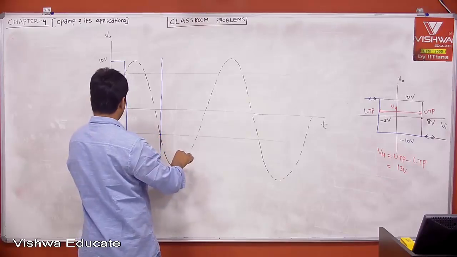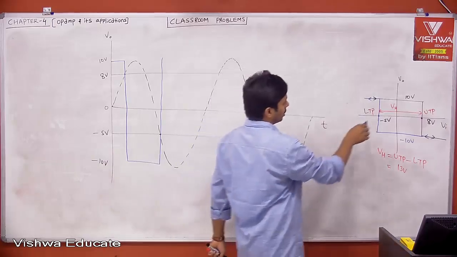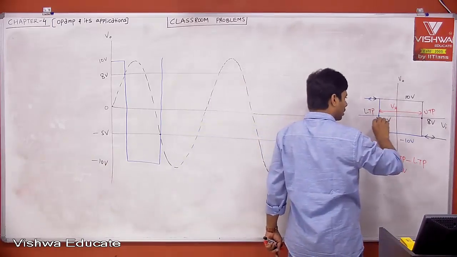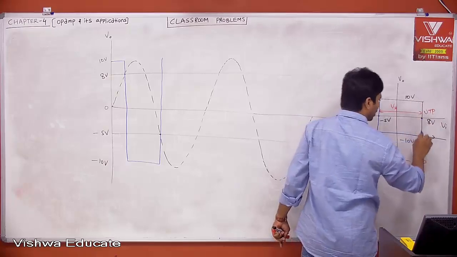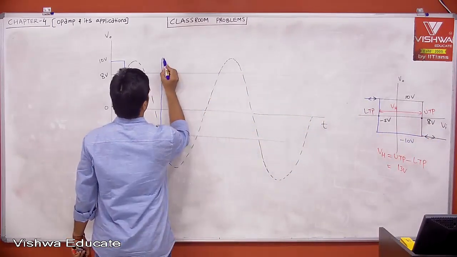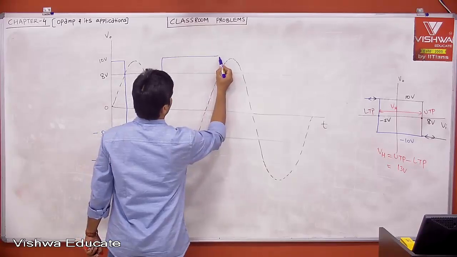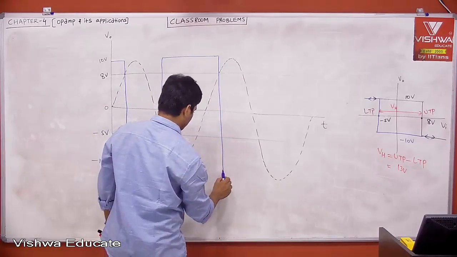Now the input is changing from minus 10 to plus 10. When the input is changing from minus 10 to plus 10, now the switching point is not minus 5, now the switching point is 8. Then it will become plus 10 to minus 10.